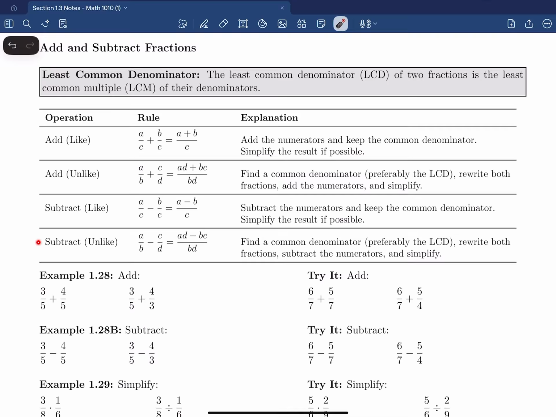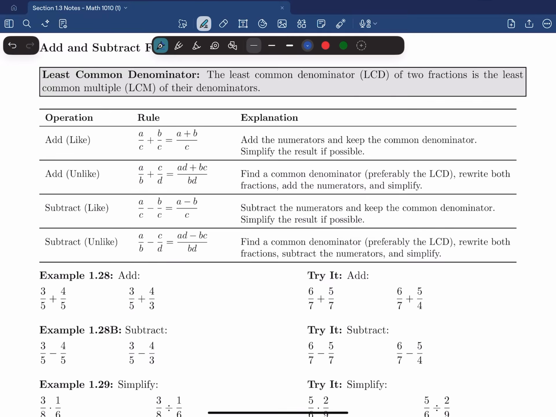Same thing for subtraction. The only thing that's different is that instead of a plus sign, we now have a minus sign. So if I see a over b minus c over d, then I take a times d minus b times c, and I divide it by b times d. All right? So that will always work. Now, once you've done that, you want to be sure to simplify the resulting fraction if possible.